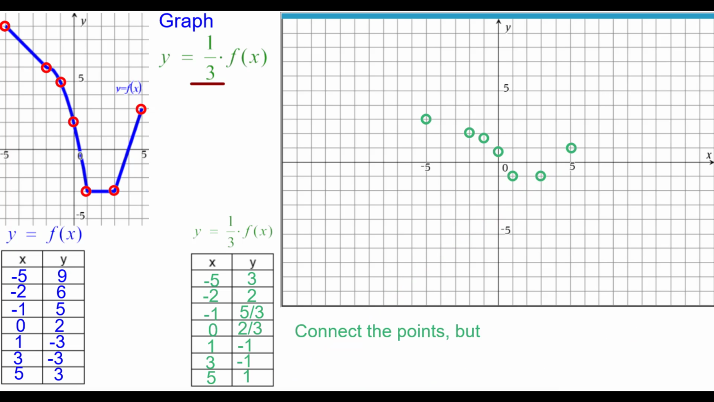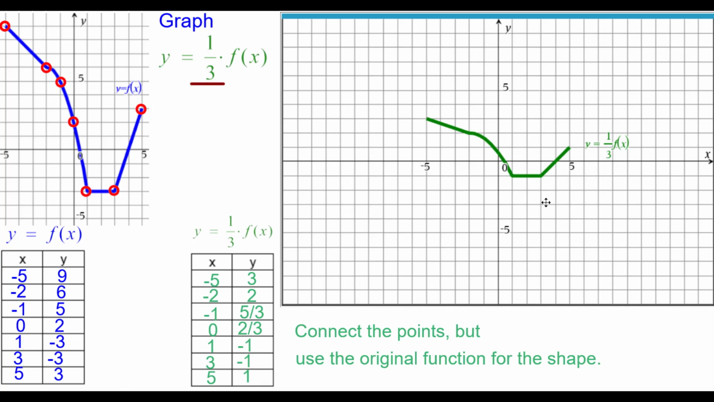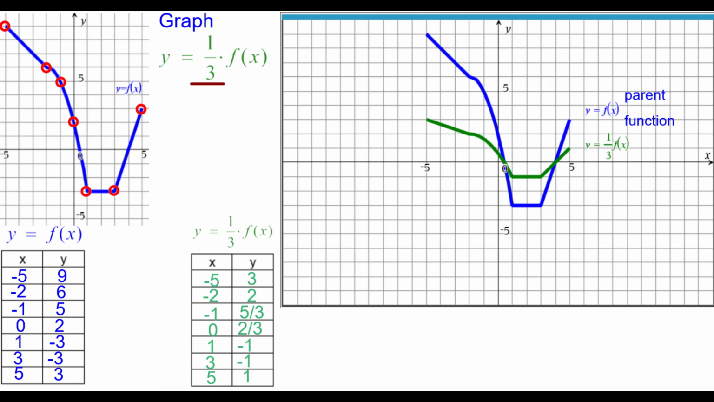We need to connect the points, but we need to use the original function for the shape to make sure it looks like that. Curves where there are curves and segments where there are segments. And so this is what the graph of y equals 1/3 f of x would look like. Let's compare that to the parent function. And you can see that the blue y values multiplied by 1/3 are the green y values for all points, not just for a couple of points, but for all of them.